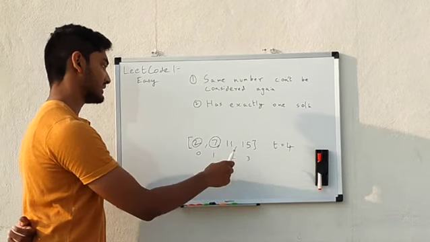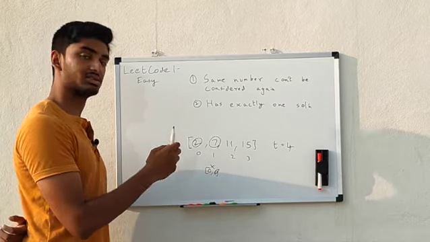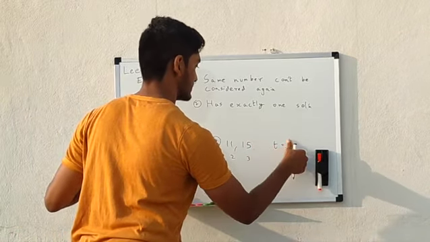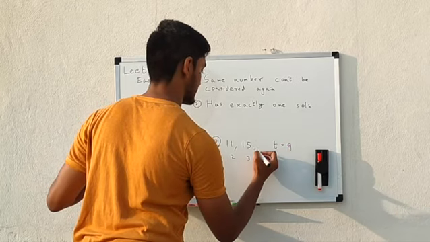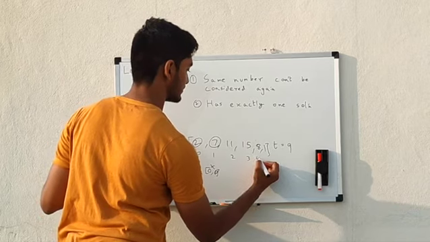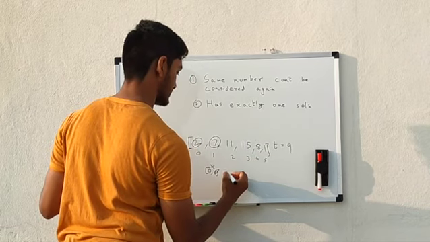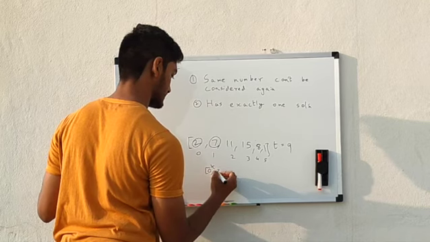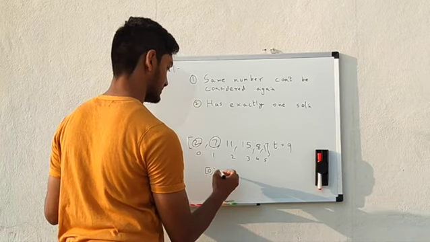The second point is that it has exactly one solution, which means for a particular target test case, we'll only have one solution. So if you have a target of 9 and you have another pair, which is 8, 1, you don't have to return 4, 5 again. You don't have to return this.